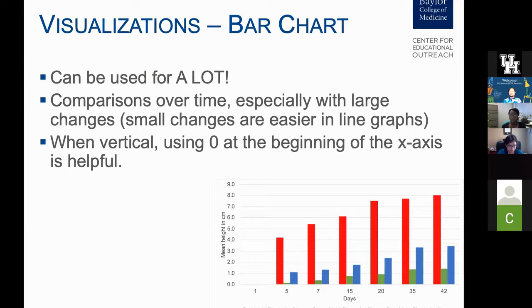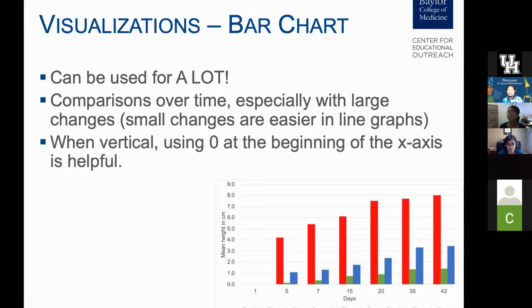So then the bar chart, which is kind of the typical chart you think of when you see something along those lines. In this case, this is using the light data and it's showing height. It's easier with large changes to look at this, whereas line graphs are probably better with small changes. I strongly recommend that you use 0 at the beginning of your axis unless there's a real reason not to. Otherwise, it gets very confusing.